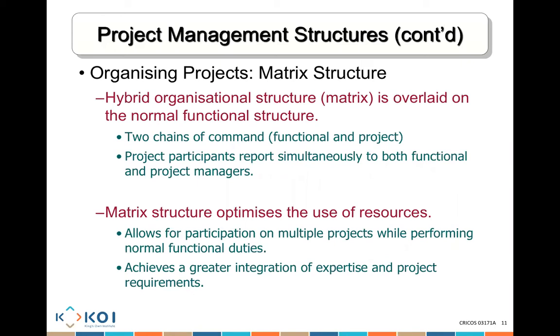So there's usually two chains of command. You report to your functional manager, and you report to your project manager. The project manager works in that hybrid structure. The functional manager works in your department. So you have two chains of command. Project participants report simultaneously to both the functional and the project managers. Now, it is a good option because it allows for participation on multiple projects while performing functional duties.